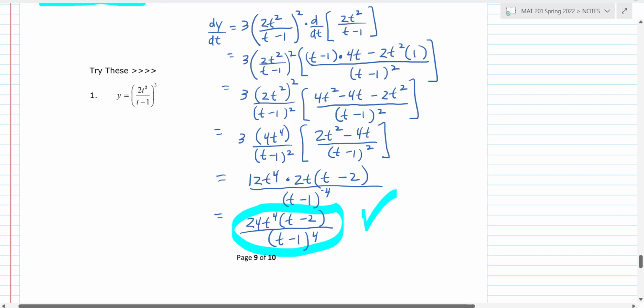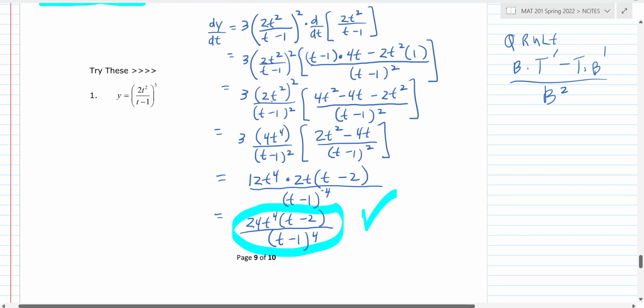So, you're starting with a chain rule, but the big function is to the 3rd power, so bring the 3 down, subtract 1 from the exponent, leave what's inside alone, but then by chain rule, multiply by the derivative of what's inside, and that is a quotient rule. And the quotient rule, again, is bottom times derivative of top minus top times derivative of bottom over bottom squared. So I did this: bottom, t minus 1, derivative of top is 4t, minus the top, 2t squared, derivative of bottom is 1, over the bottom squared.